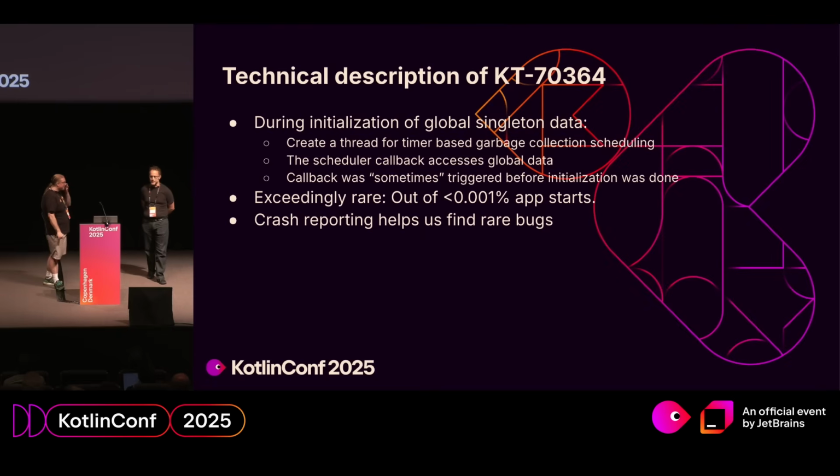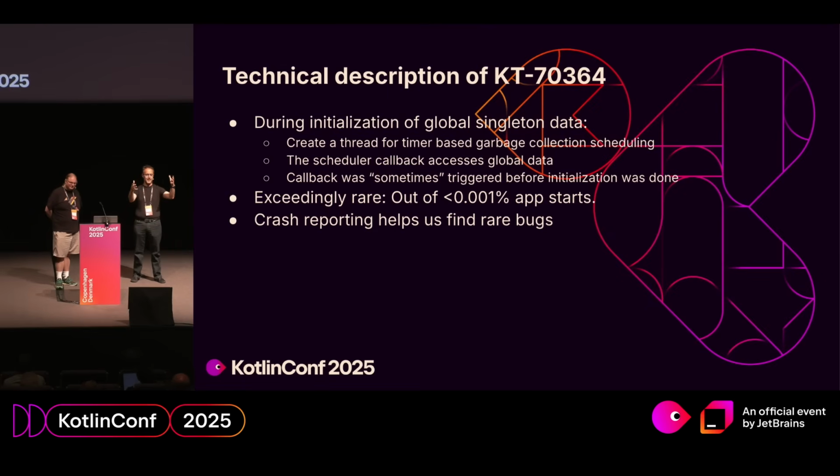Woohoo! Yeah, so this is just a description of what that bug was, and it's an exceedingly rare thing to occur. This bug had been in Kotlin Native for 2 years at this point, and on our runs it only showed up in 1 in every 100,000 app starts. It was only possible to find this really rare race due to crash reporting, and it's really just a fairly easy initialization error that has been around for a long time.